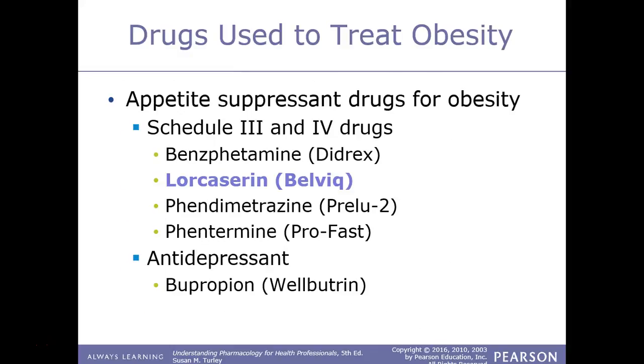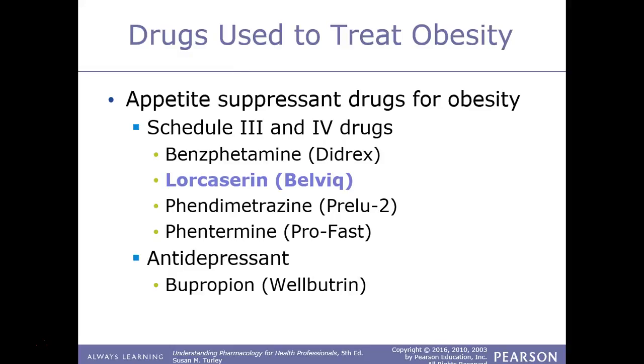So the drugs that we use to treat obesity, the controlled substances, are either a Schedule 3 or a Schedule 4, and the one that I've highlighted on your drug worksheet is a fairly newer drug. It's lorcaserin, which is Belviq.